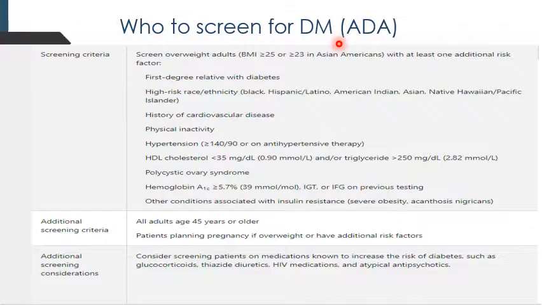According to ADA 2018, all adults more than 45 years and older, patient planning for pregnancy if she has overweight or additional risk factors, and patient who is taking glucocorticoid, thiazides, diuretics, HIV medication, and antipsychotics, because all these medication increase the RBS level. And we have to screen adults with BMI more than 25 and additional risk factor: first degree relative with diabetes, and hypertensive patient, and patient with hyperlipidemia, and pre-diabetes patient.